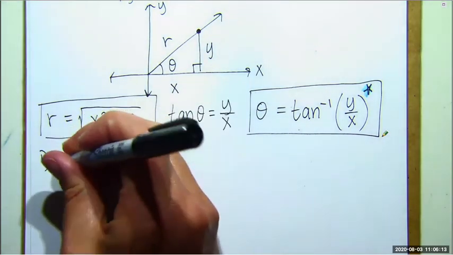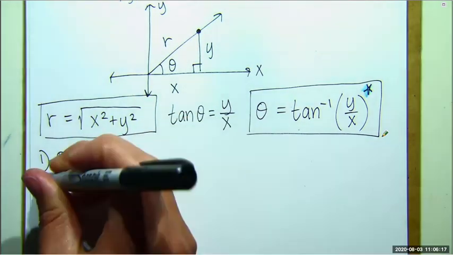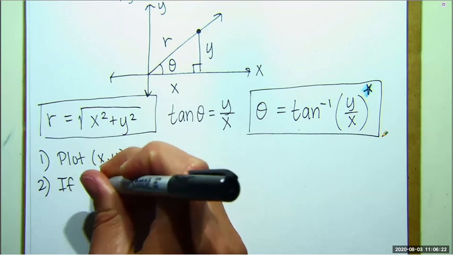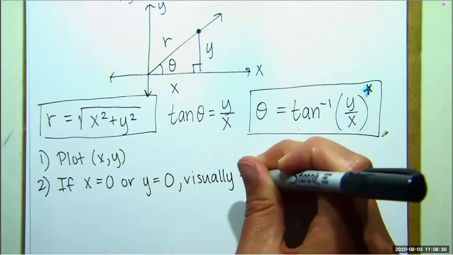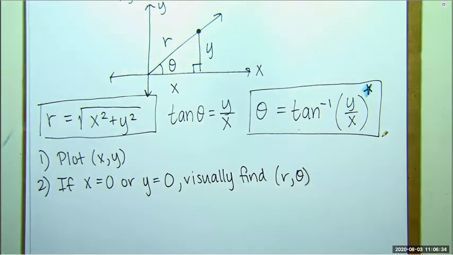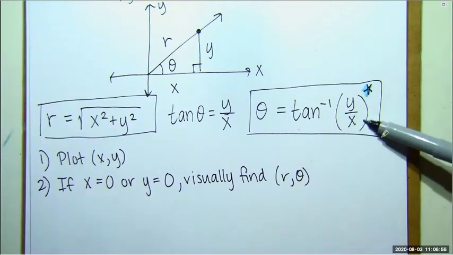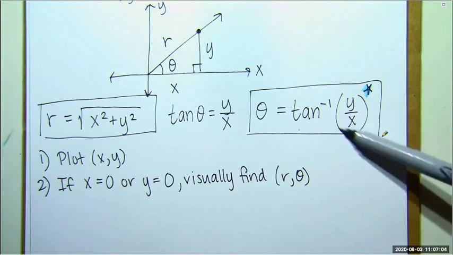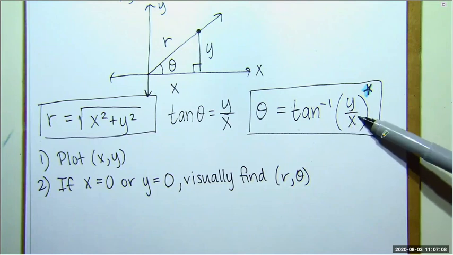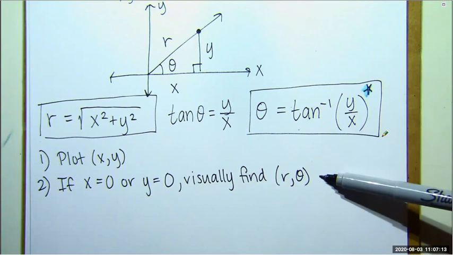Okay, so our first step is we're going to plot the point x, y. Our second step is if x equals 0 or y equals 0, we should just visually find our theta. If we can visually find r and theta, that's great. Why do I have to put this step specifically in here? The reason is that we cannot divide by 0, right? If we think about the graph of tangent, tangent isn't defined everywhere. So we have this problem where if x is 0 here, we actually can't use this formula because 0 is not allowed to be in the denominator. So sometimes these formulas don't work, but we could visually find these things.